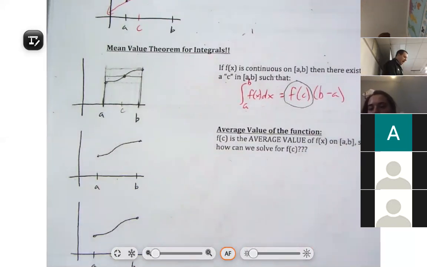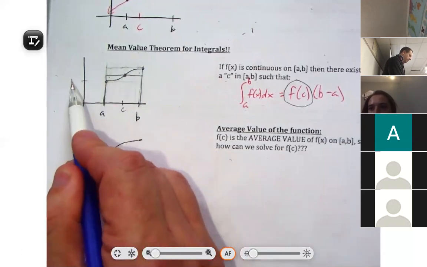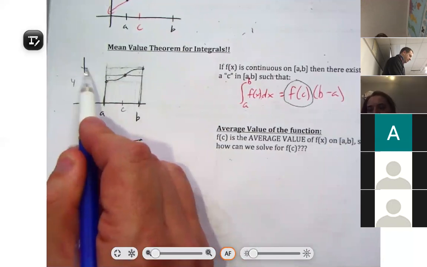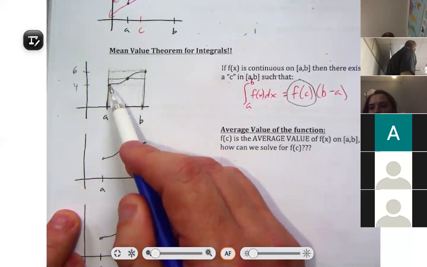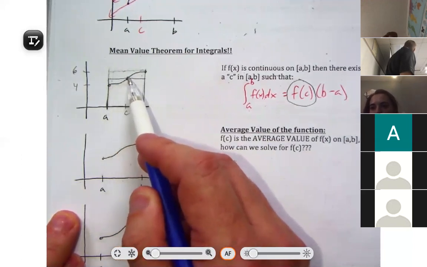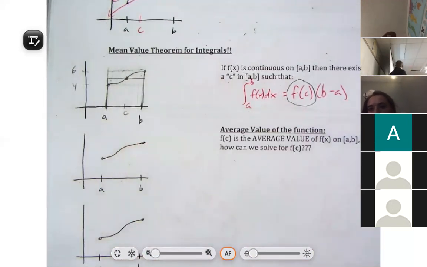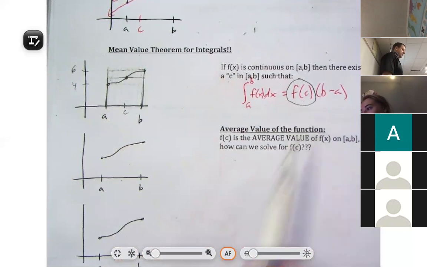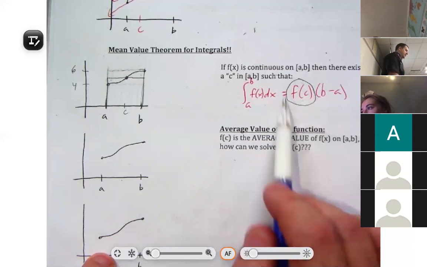This function has a whole bunch of y values. Let's say this number is 4, I'm just completely making this up, and let's say that number is 6. So right here, this function has a height of 4. Here it's like 4.1, maybe 4.4, maybe 5, 5.8, 5.9, 6. It has a whole bunch of y values. But if I wanted to know the average value of that function, the average y value over that interval, that's what f of c is. So being able to find the f of c value becomes super important.